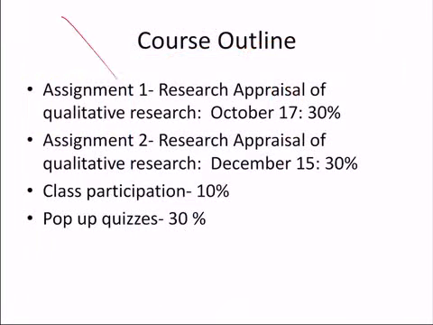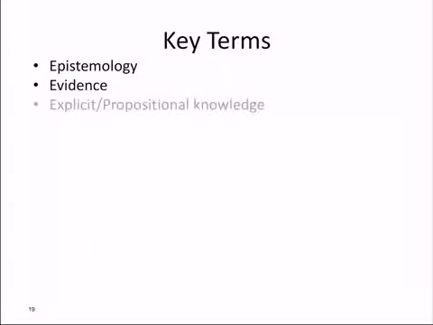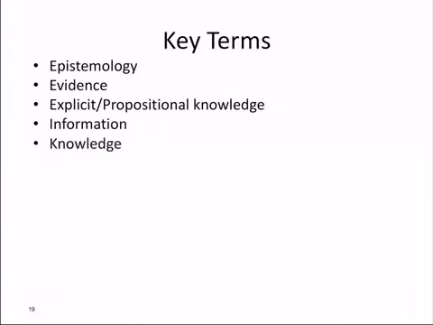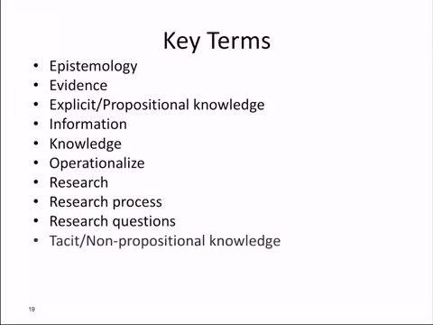Do not worry about the course outline. This does not refer to you since this is an online course. Key terms that you will learn from Chapter 2 are epistemology, evidence, explicit propositional knowledge, information knowledge, operationalize research, research process, research questions, etc. The research process has several steps.